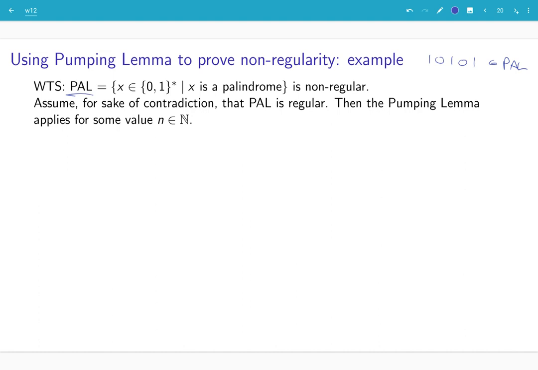Now, suppose, for the sake of contradiction, that PAL is regular. Well, then the pumping lemma tells us that there exists some value n such that every string whose length is at least n has some middle part within the first n characters that we can repeat any number of times. So can you use that to derive a contradiction? I recommend pausing the video and thinking about this for even a few minutes.